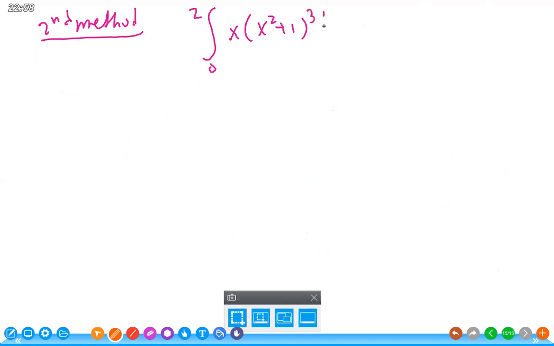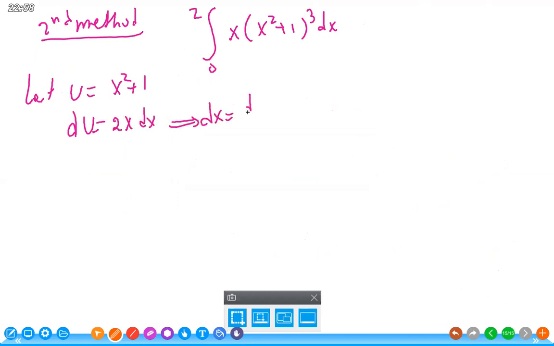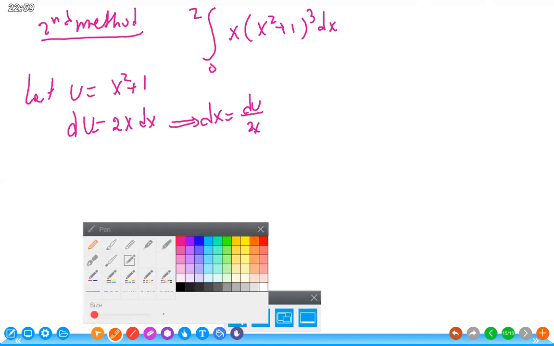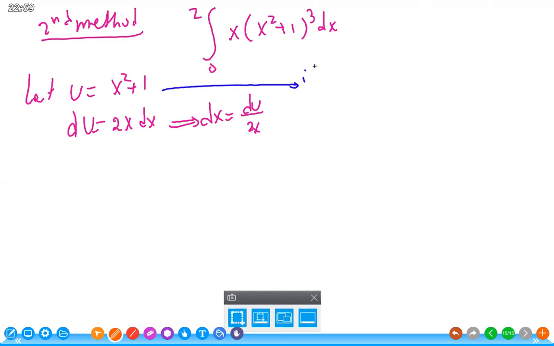The second method, and it's better for you to use the second method. I will write the question again here: the integral of x times x squared plus 1 to the power 3 dx. Same procedure, let u equal x squared plus 1, du is 2x dx, which implies that dx equals du over 2x. Since I have a new variable, it's better to change the boundary.